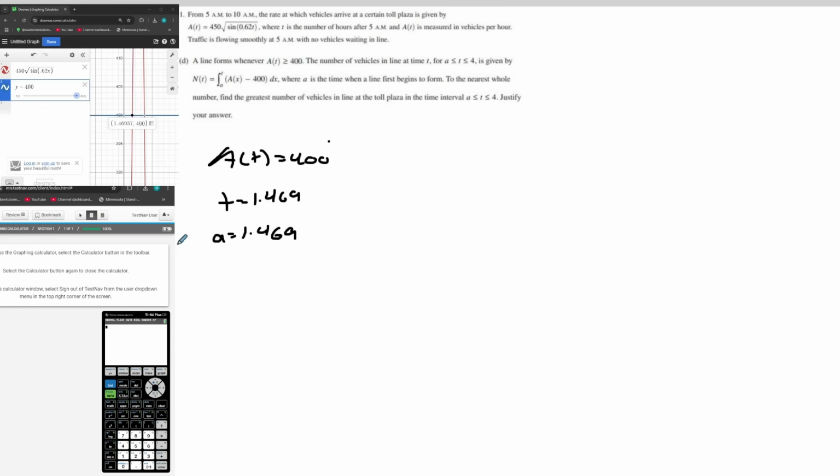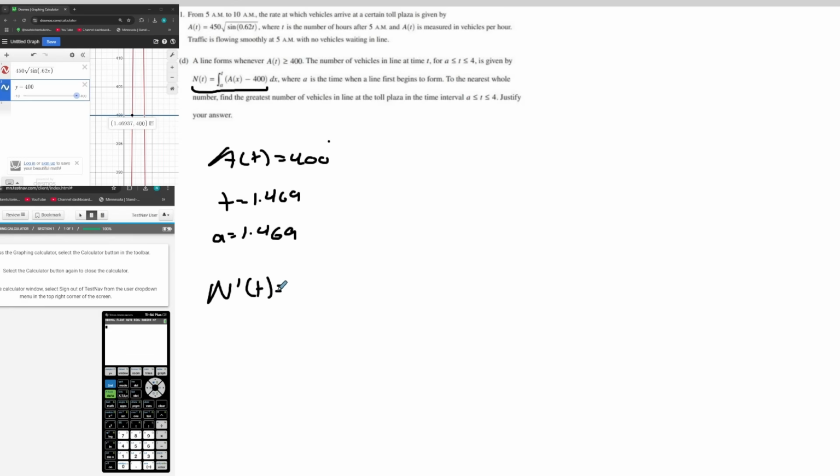And so then what you need to do is find the relative minimum or maximum. Here we're going to try to find the relative maximum by setting the derivative of the function that we're trying to find the maximum of equal to 0. So we need to find n prime of t. And so what is n prime of t?